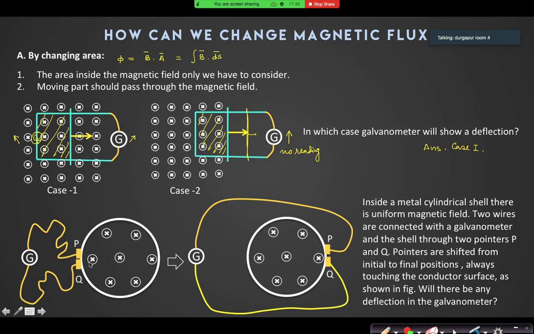So the question says, initially there is galvanometer and these are two pointers P and Q, and two wires are connected with galvanometer and P and Q, and there is a uniform magnetic field that lies inside that cylindrical shell. It is a conducting cylindrical shell. So what you are doing, you are touching that conducting surface always, and you are shifting this P from here to here and Q also from here to here, like this. So this is the final position of P and Q. So my question is whether the galvanometer will show any deflection or not.